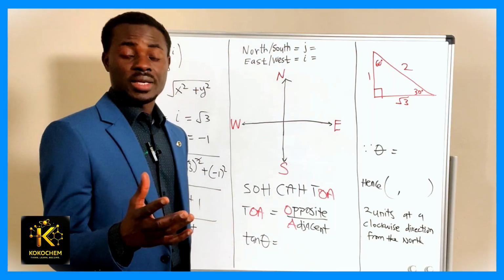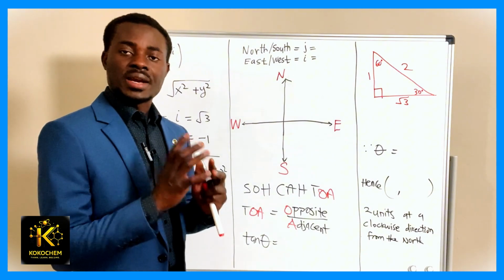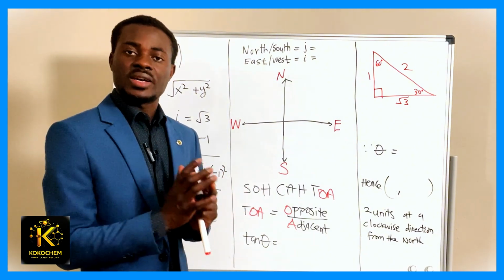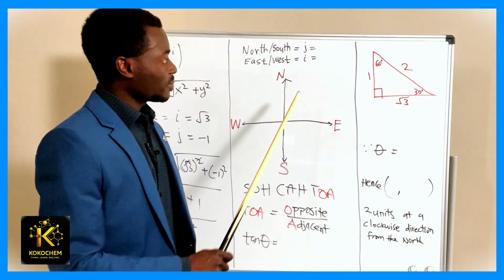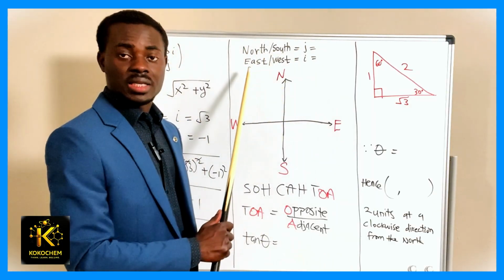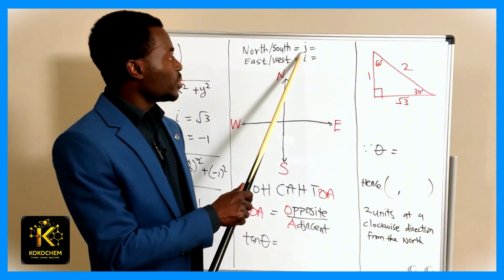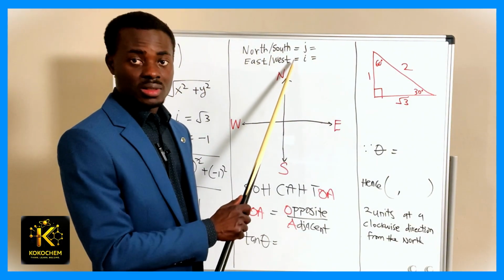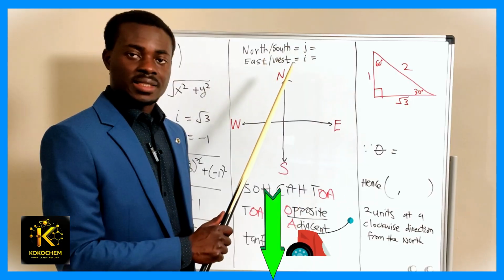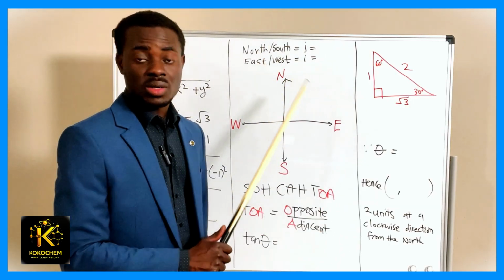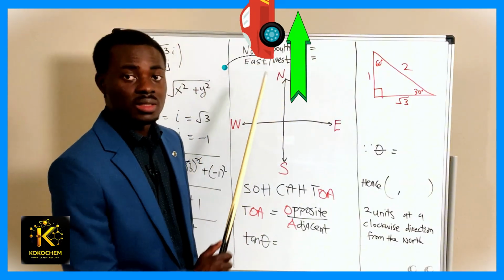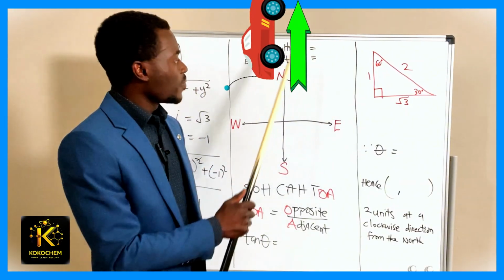The second component is to find the direction of the vector. Where is the vector moving to? To figure out the direction of the vector, we use north, south, east, and west. j represents north and south. If j is negative, that means the vector will move towards the south. If j is positive, the vector will move towards the north.